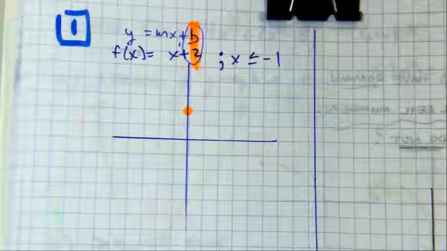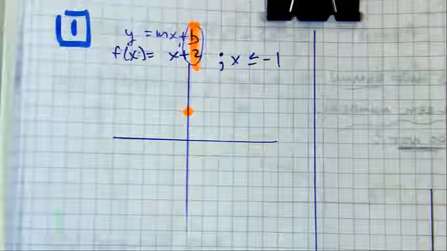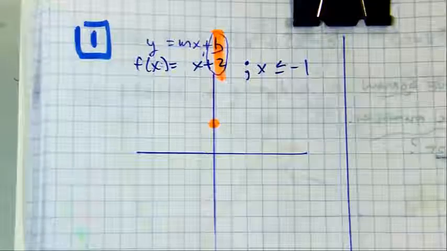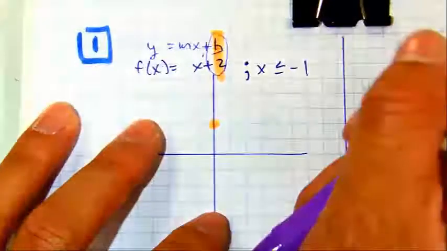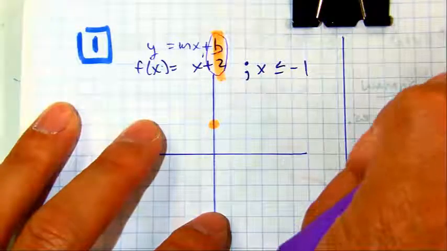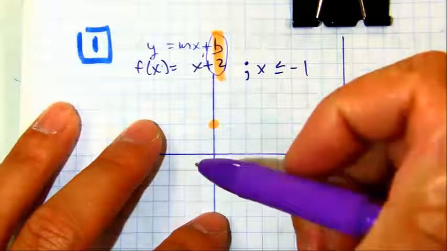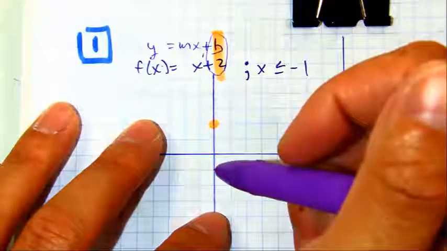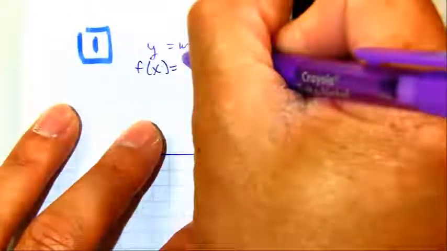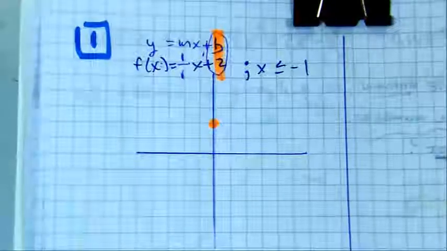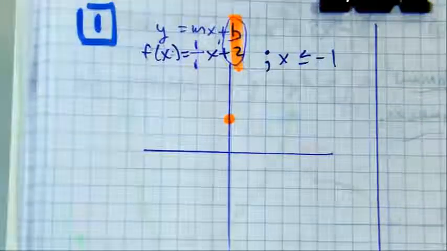The m represents the... You tell me. The slope. What's the number there? 0. There's nothing, but there is a number. What is it? 1. Okay, make the 1 a fraction. 1 over 1. Why did I do that? What's the phrase you guys know about slope? Rise over run.